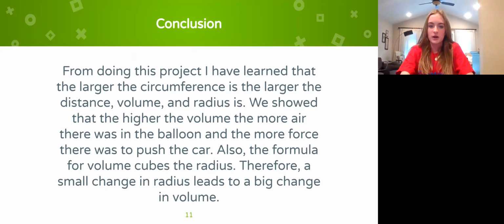From doing this project, I've learned that the larger the circumference is, the larger the distance, the volume, and the radius are. We showed that the higher the volume, the more air was in the balloon, and the more there was to push the car. Also, the formula for the volume cubes the radius. Therefore, small changes in the radius lead to a big change in the volume.